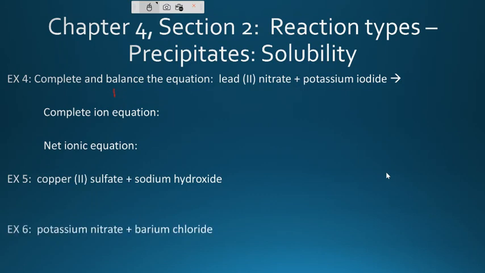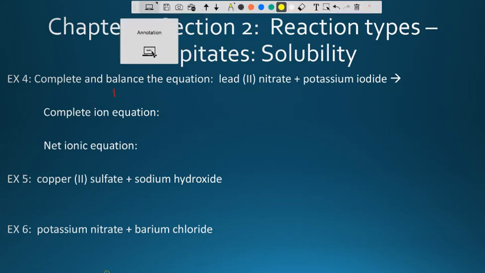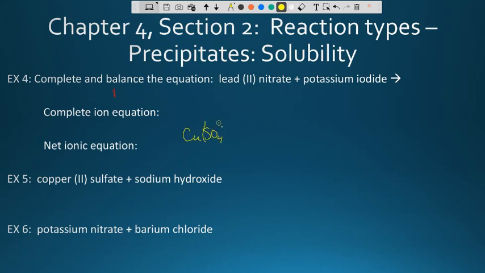Okay, let's do the exact same thing for copper 2 sulfate and sodium hydroxide, as well as potassium nitrate and barium chloride. All right, so let's take a look. First of all, let's do copper 2 sulfate. Copper 2 sulfate is CuSO4. The Roman numeral 2 balances out the 2 of that.